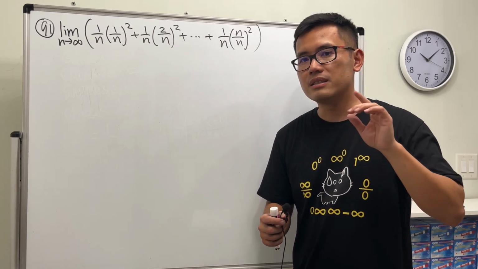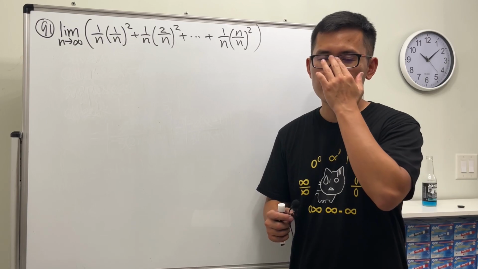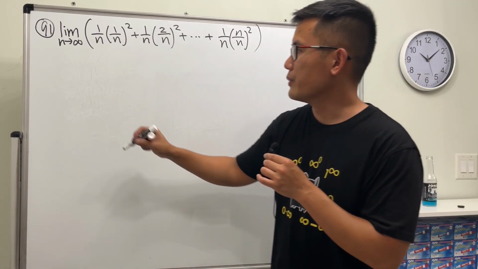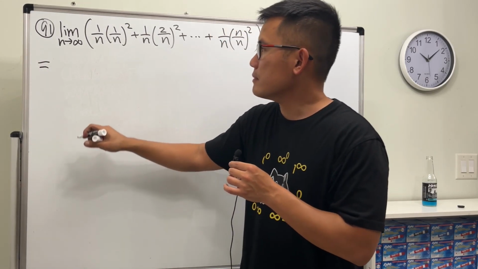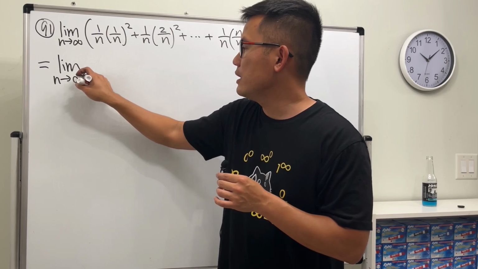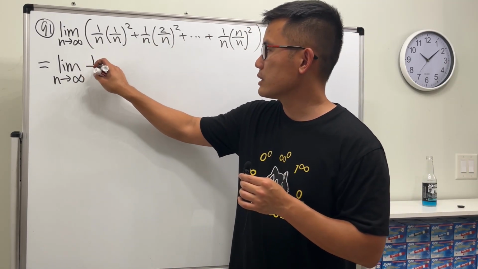This is everybody's first definite integral. So I will show you guys how to do it a very classic way. Firstly, you keep the limit as n goes to infinity, and notice everybody has the 1 over n, so I'm going to factor that out.